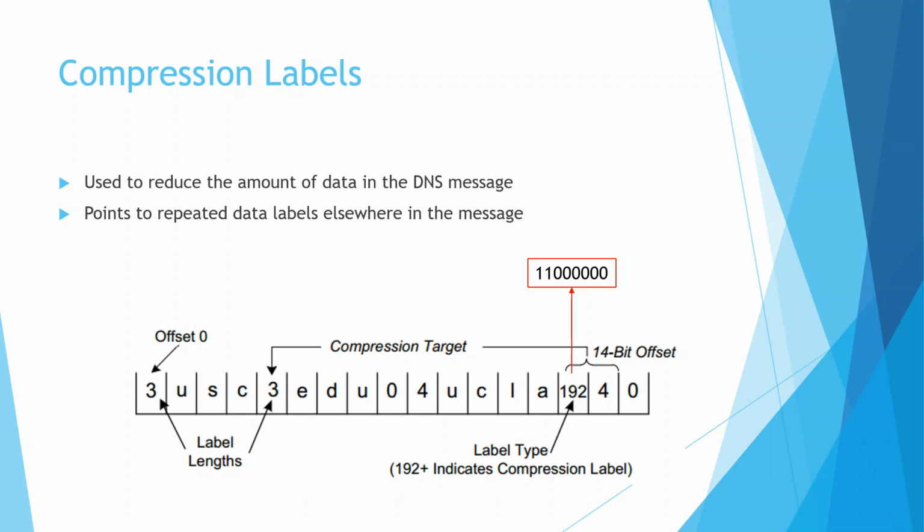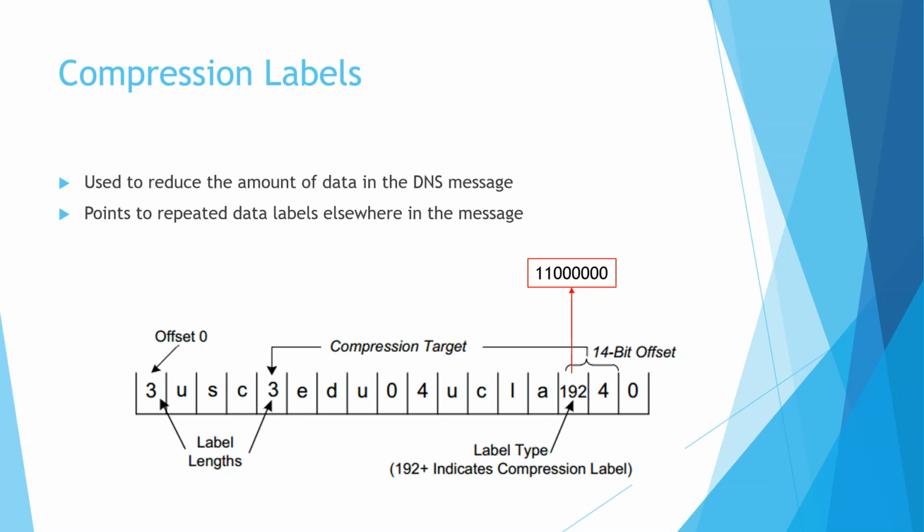So then we have compression labels. So again, this is used to point to a different portion of the label so that we can actually save space. And so the way that we do this is in the label type field there, you see it set to 192. So that means basically setting the first 2 bits to ones, and then you have a 14-bit offset. And then with that 14-bit offset there, we are able to basically point to where that compression target is.